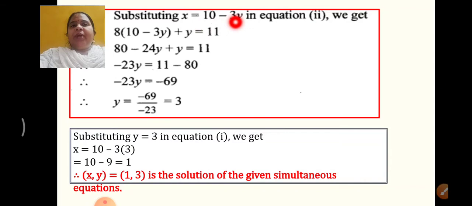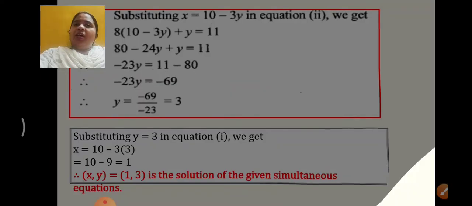So this will be 10 minus 3 into 3. This is what is written here. So 10 minus 9, that is 1. So value of x and y is equal to 1, 3 is the solution of the given simultaneous equations. So this sum we have done by substitution method. I hope everything you have recollected and you will solve sums based on this. Yes. So make a note of all these things very quickly.